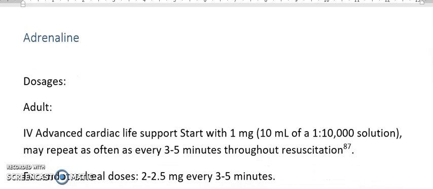So we're going to talk about a very important drug, which in the US is called epinephrine, and in the UK and other countries it's called adrenaline. Generally, the dosage for the drug in adults for the intravenous method of giving the drug, in advanced cardiac life support, we start with 1 milligram.